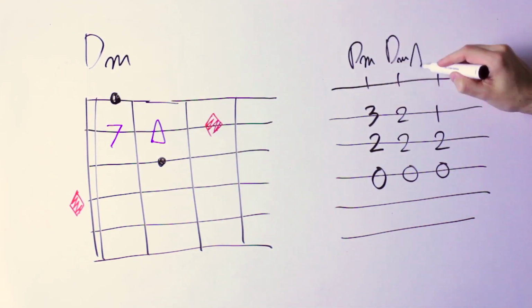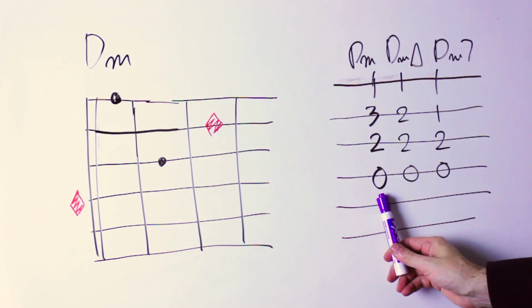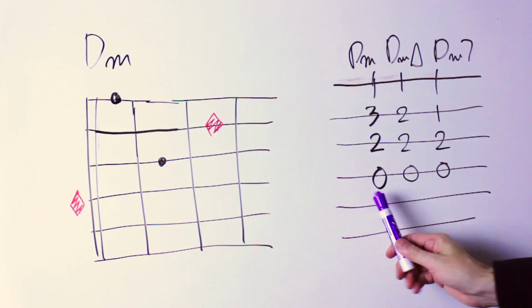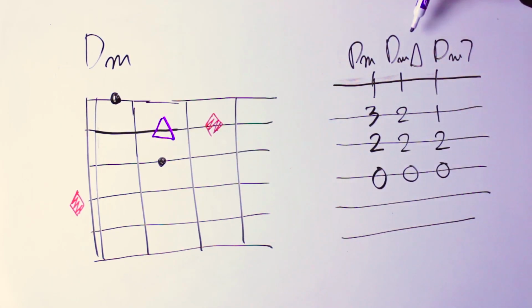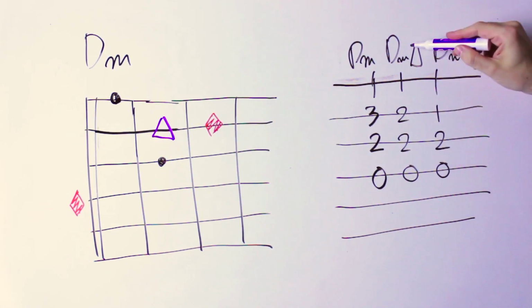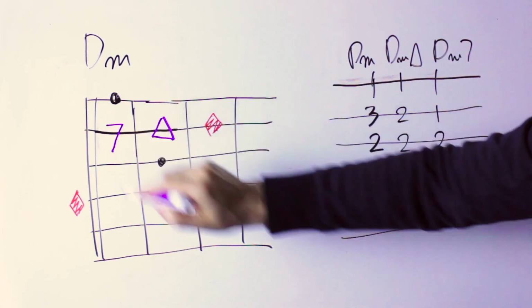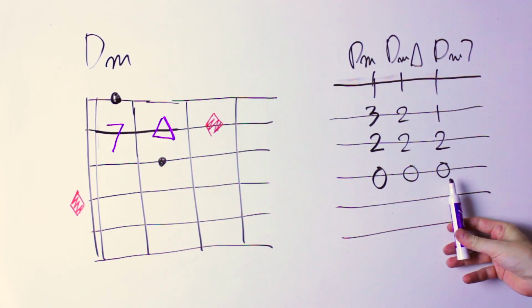We can do the same with minor. If we have a D minor, we move this root down a half step, we have a D minor major 7. We move this root down 2 frets, we have a D minor 7.